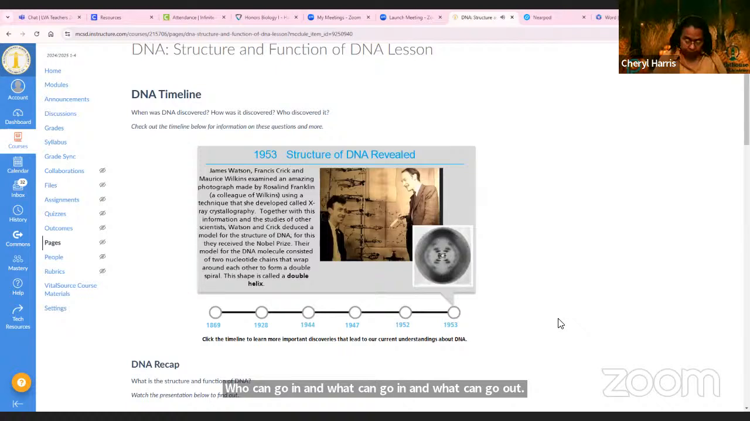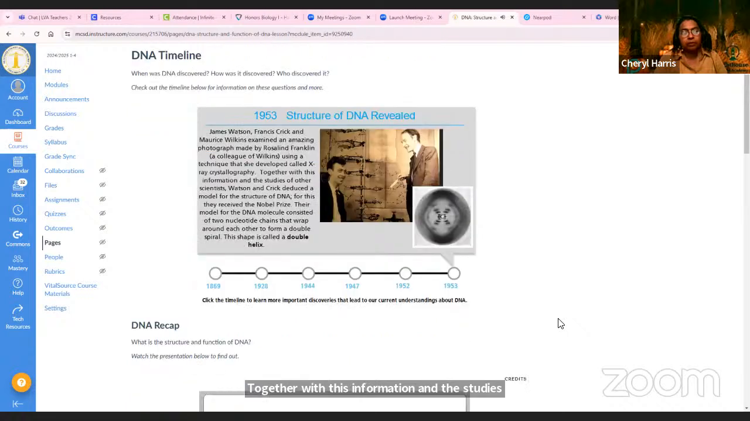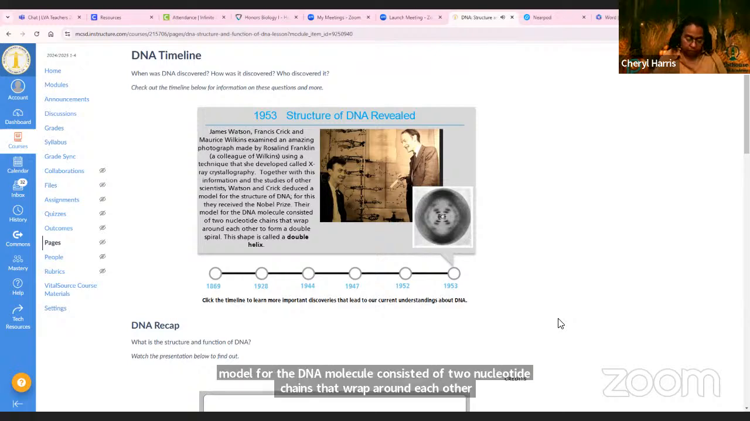My last one. In 1953, the structure of the DNA molecule was revealed. James Watson, Francis Crick, and Maurice Wilkins examined an amazing photograph made by Rosalind Franklin, a colleague of Wilkins, using a technique that she developed called X-ray crystallography. Together with this information and the studies of many other scientists, Watson and Crick deduced a model for the structure of DNA. For this, they all received the Nobel Prize. Their model for the DNA molecule consisted of two nucleotide chains that wrap around each other to form a double spiral. This shape was called a double helix.